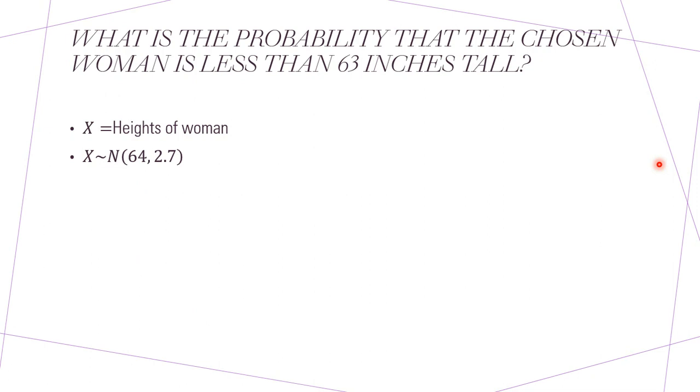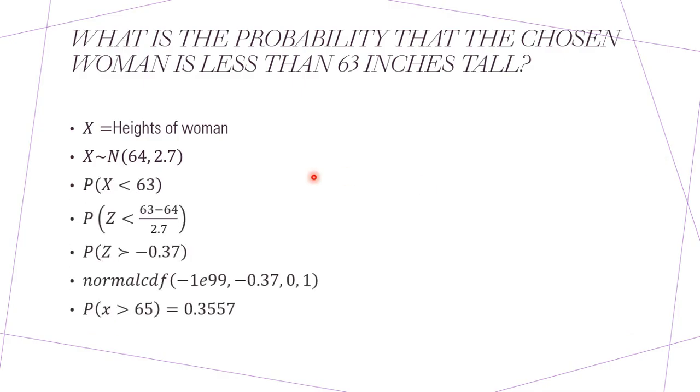Okay, moving on to our next part, we're looking at women that are less than 63. So same situation, our same x, our same normal distribution of 64, 2.7. So same setup here. The difference comes into play with our probability. So our probability ends up being that x is less than 63. So we're looking at the left-hand tail of it, the small side of the curve. Again, z value stated, and if you notice with this one, the z value is negative. The reason it's negative is because it's below the mean. So it's negative 0.37.